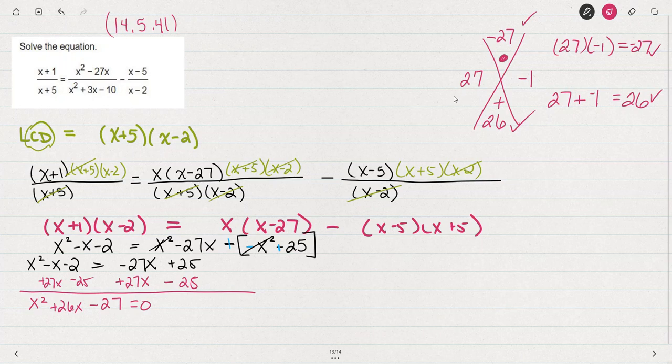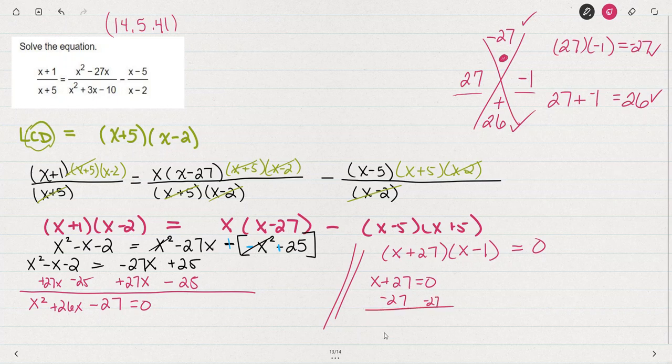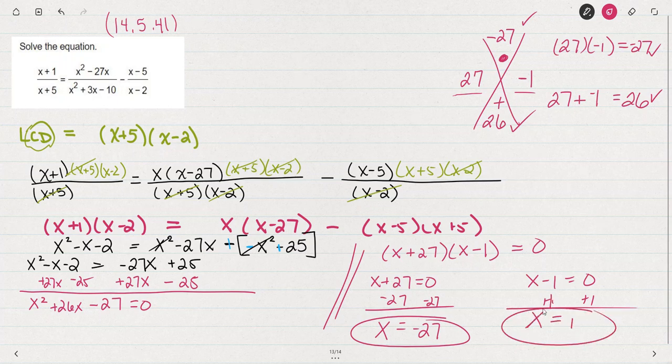So I know that the two factors are going to be x plus 27 and x minus 1. And from there I can solve by setting each factor to 0. Subtract 27 from both sides to get x is negative 27, or the other factor, x minus 1 is 0. Add 1 to both sides to get x is 1. And there we have it, negative 27 and 1.